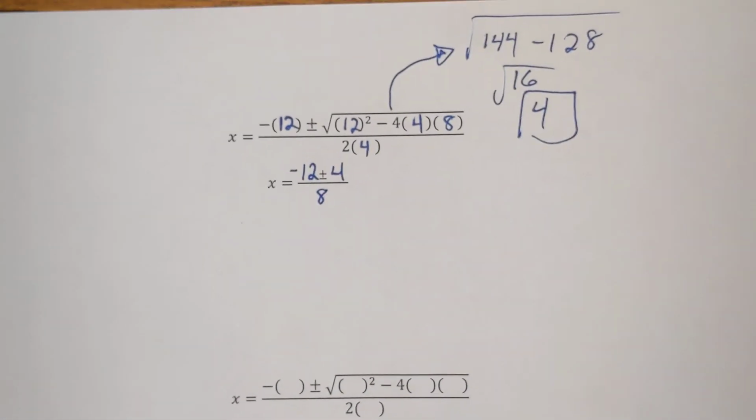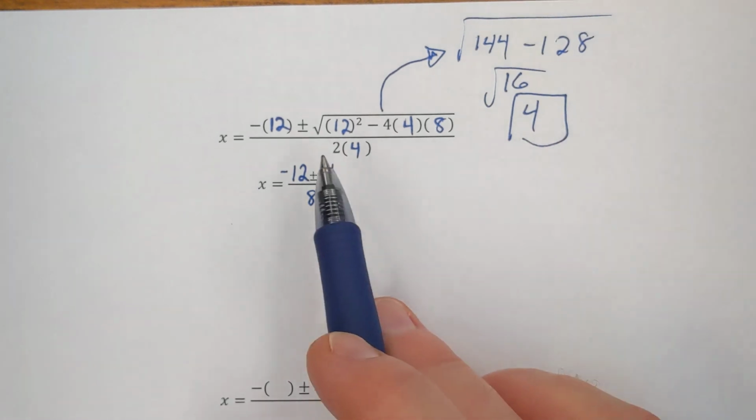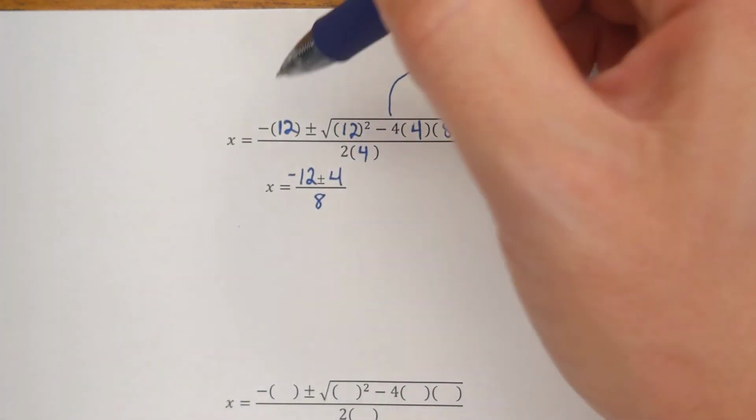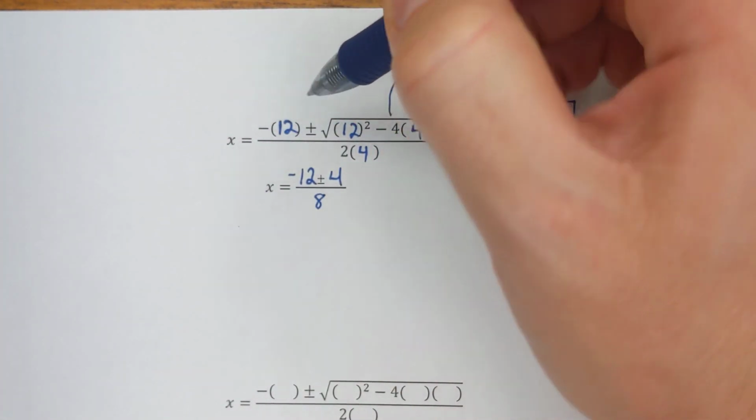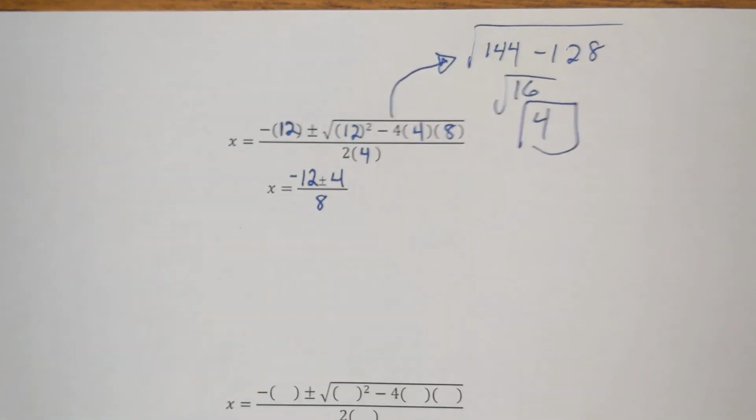And so for my very first step, I like to do these 3 things. Simplify the square root. It turns out to be just a 4. Take the opposite of whatever b is. That would make this a negative 12. And then multiply the 2 times 4. That makes this an 8.